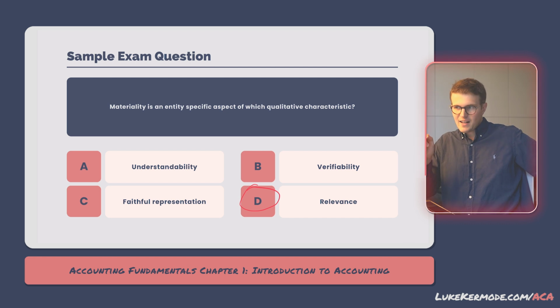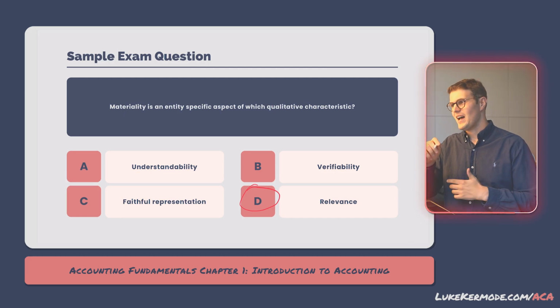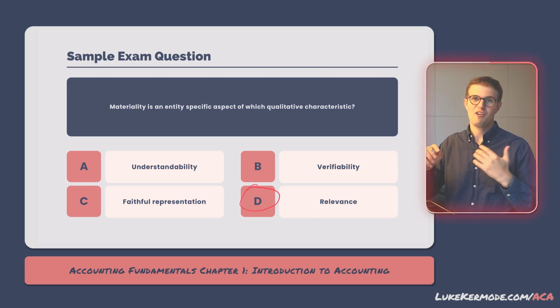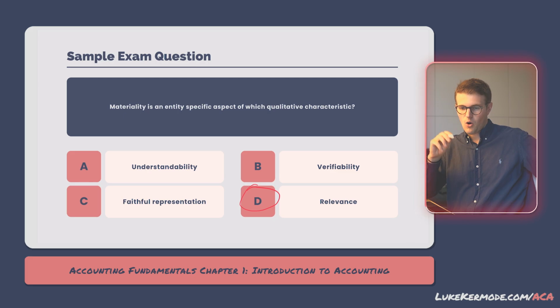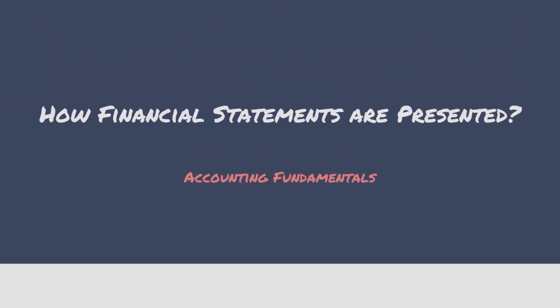Materiality refers to whether information is significant enough to influence the decisions of users, and materiality is not a separate characteristic on its own. It's actually part of relevance. So according to the conceptual framework, information is deemed relevant if it can make a difference to the user's decisions. Whether something is material or not helps determine whether that information is relevant. So materiality sits under relevance as a filter for deciding what needs to be included within financial reports.